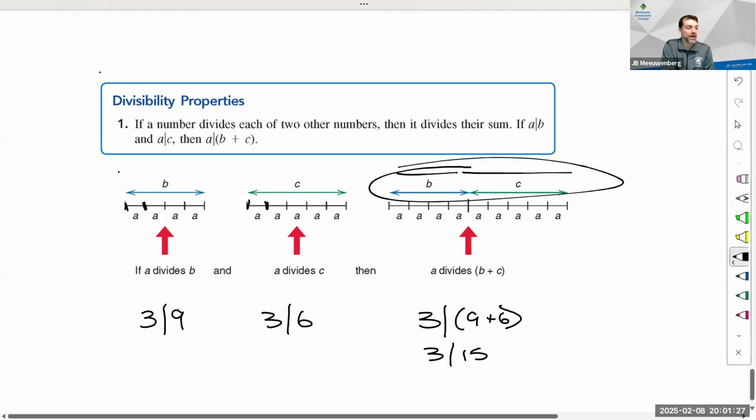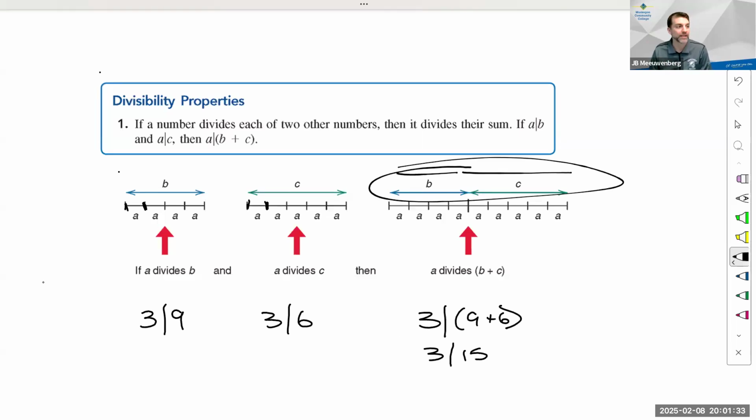Okay, 3 is a factor of 9, 3 is a factor of 6, so 3 is a factor of the sum of 9 and 6. Okay, and here's that worked out visually for you. So that's property 1. We're going to, again, use these properties to analyze some of the divisibility rules we're going to learn in the next video.